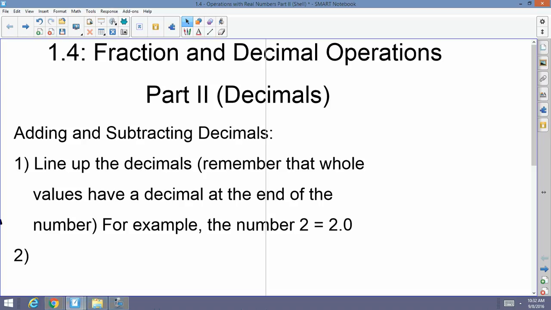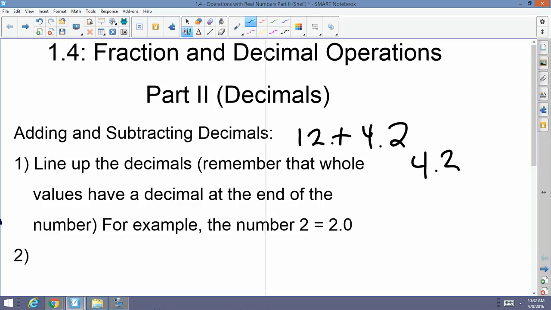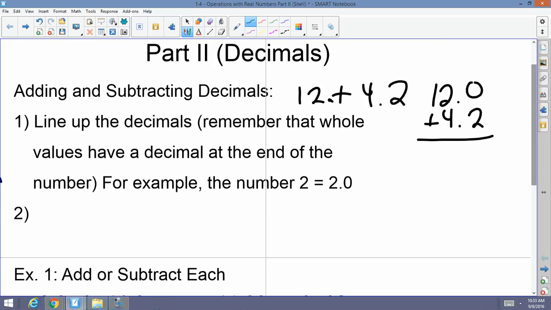A lot of times people will see, for example, 12 plus whatever, 4.2. And sometimes people will forget that there's a decimal at the end of 12. So I've seen this happen. They'll go, oh, 4.2 and 12, and they'll add. And that is completely wrong. So please be careful with that. Anytime you have a whole number, there is a decimal at the end of it. So this would be 12.0 plus 4.2. You just line up the decimals, okay? So that's the first step, pretty simple.